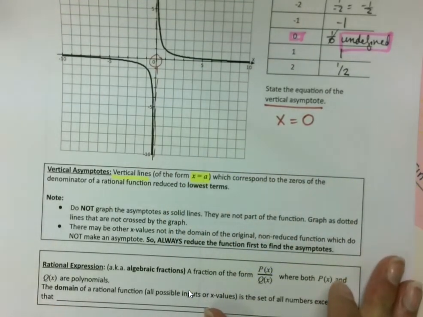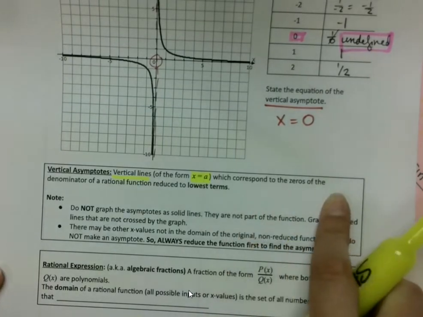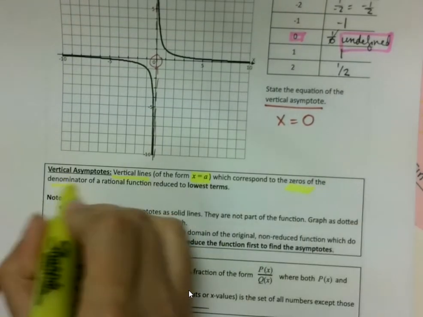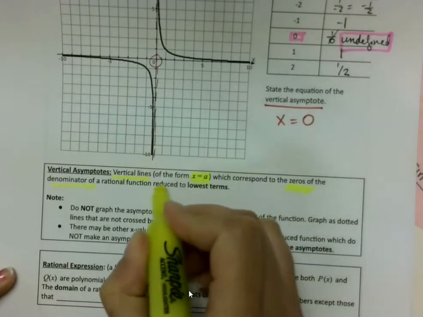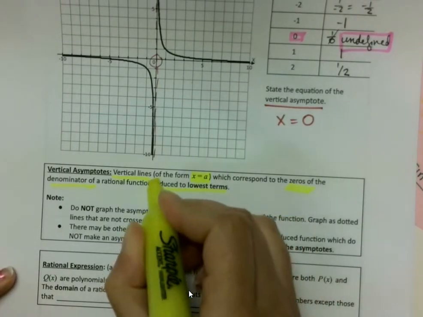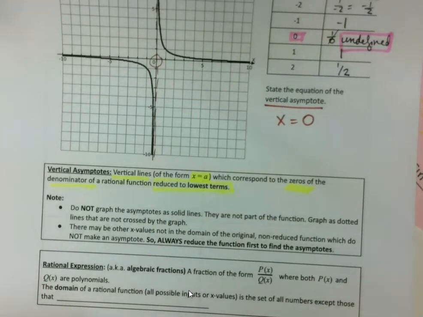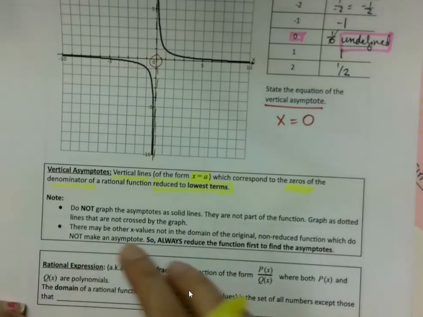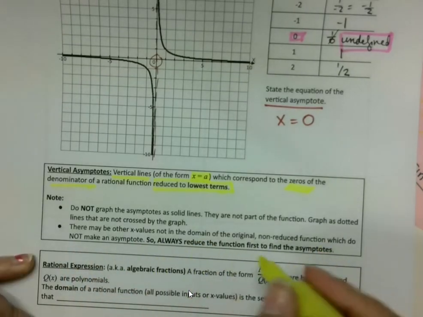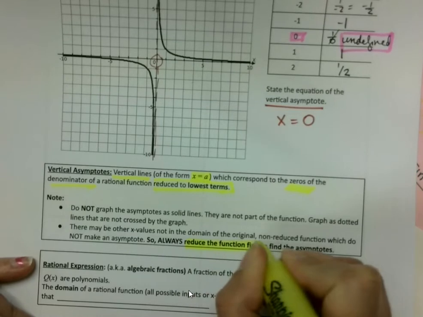X equals a number for a vertical line, which corresponds to the zeros of the denominator, places where the denominator is equal to 0. When the rational function is reduced to lowest terms, and that's going to be a key factor. If the rational function is not reduced to lowest terms, if those values are also not in the domain, they will not make asymptotes. So we always have to reduce first.